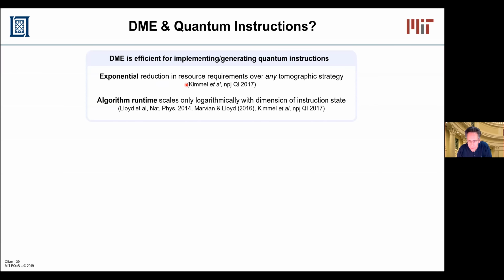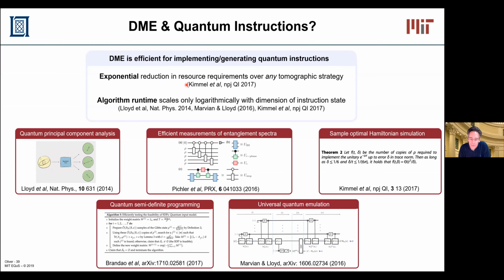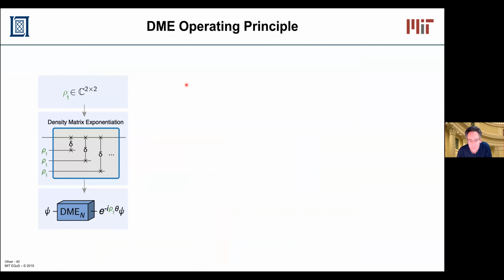Density matrix exponentiation is efficient because it gives an exponential reduction in the resource requirements over any tomographic strategy. If you have an unknown state in our conventional view of quantum computing and you want to do something based on that state, you first tomographically reconstruct it, then on a classical computer program your arbitrary waveform generator and then send down a new set of gates. But with quantum instructions, you don't have to do that. There are a number of applications that I'll show here, and I won't talk through them because I'm running out of time, but they potentially take advantage of these quantum instructions.